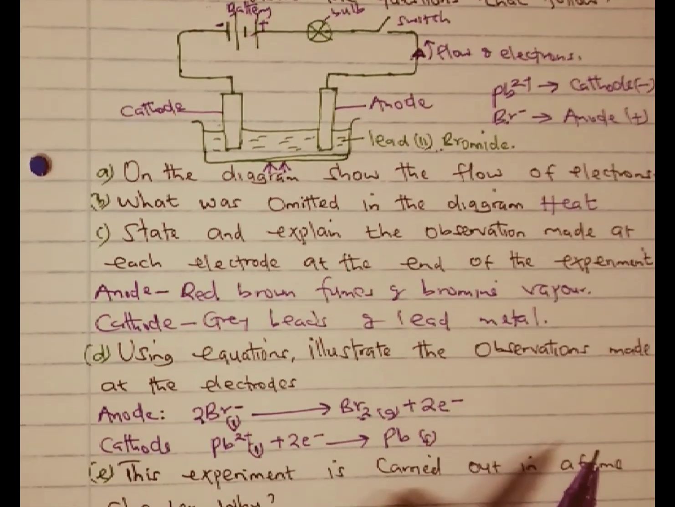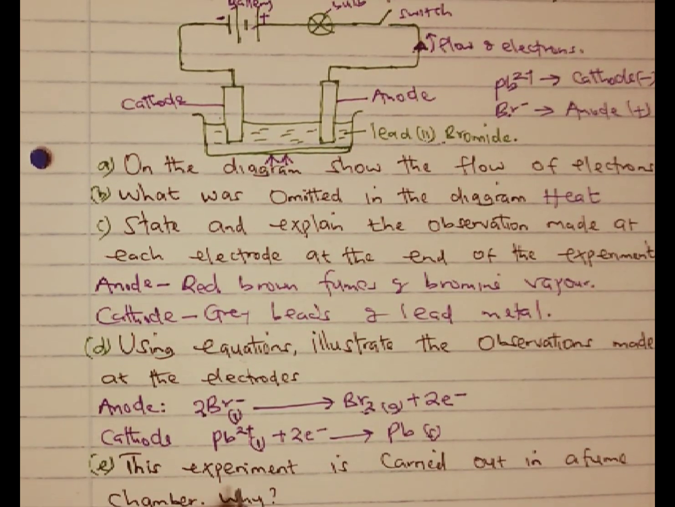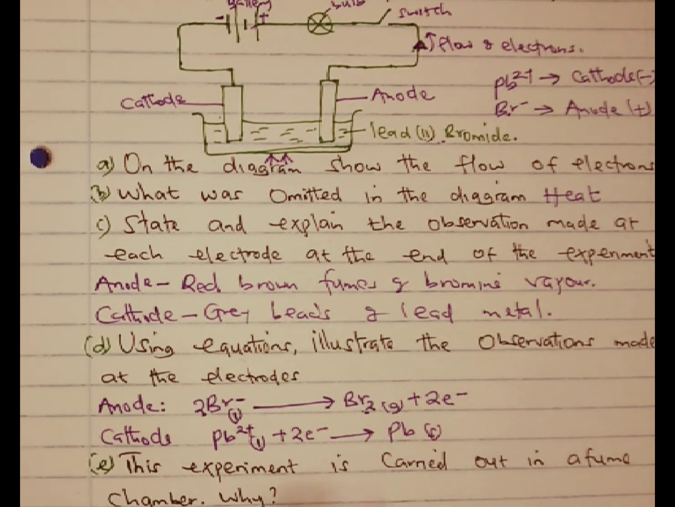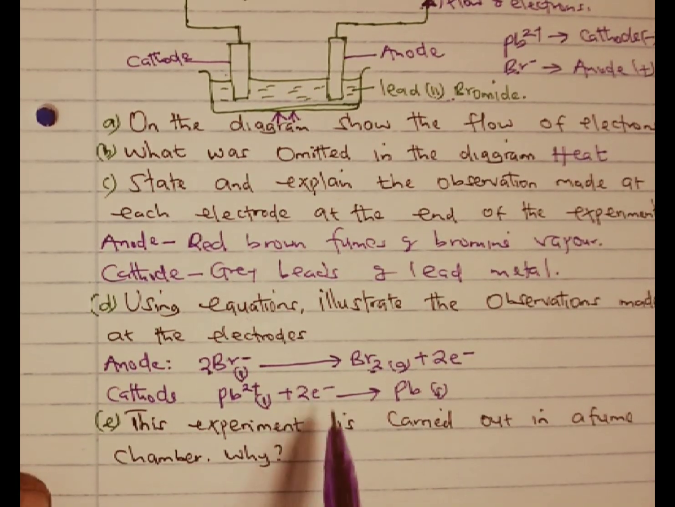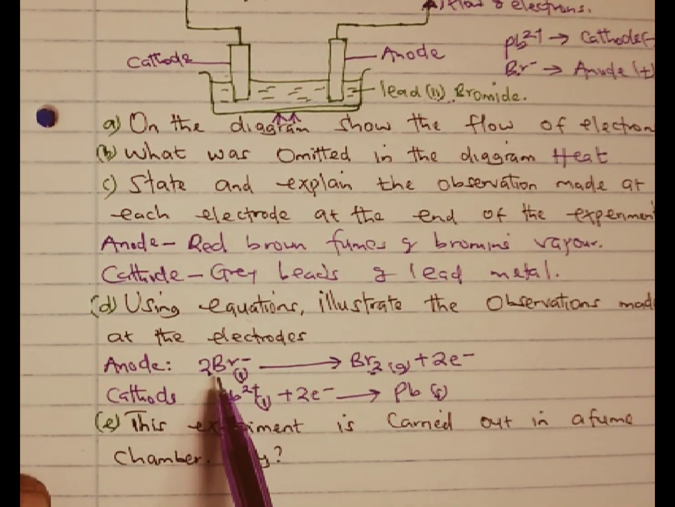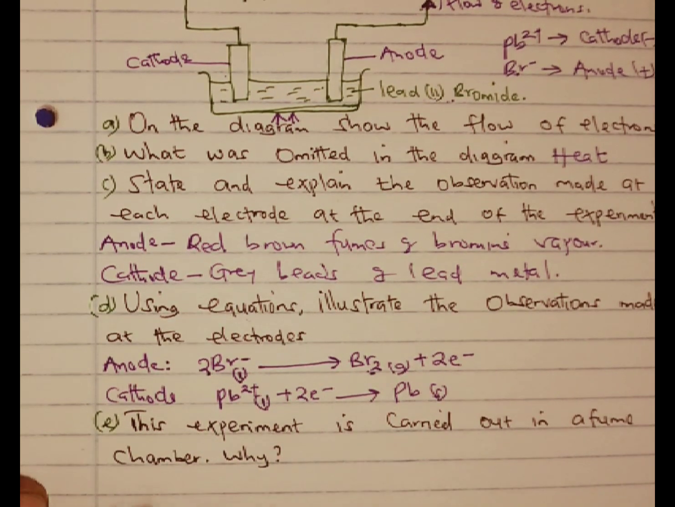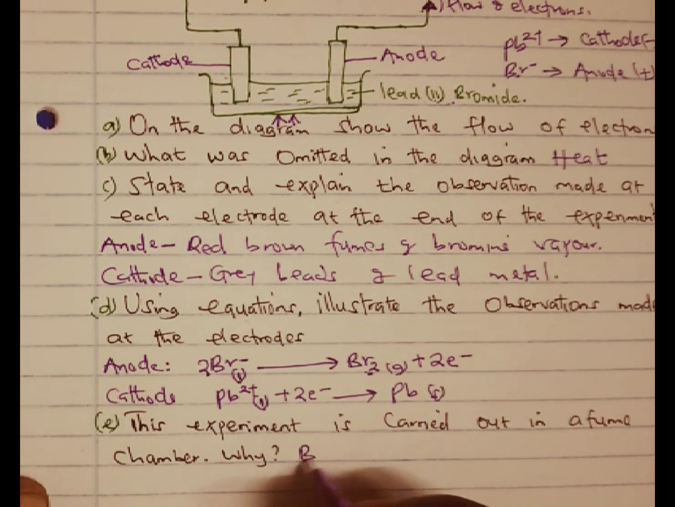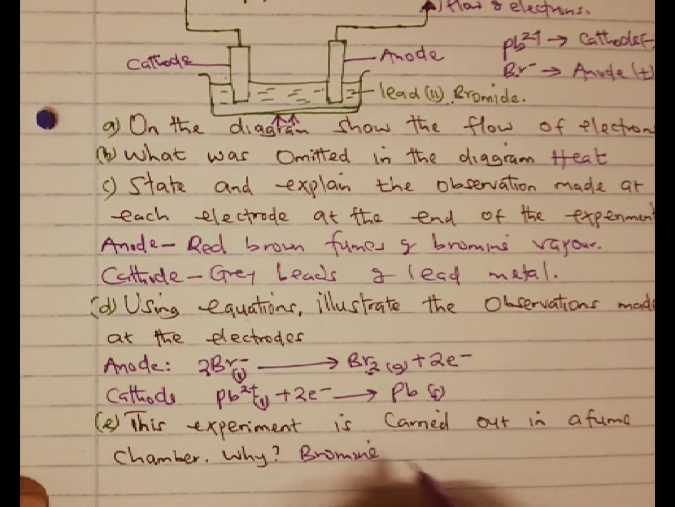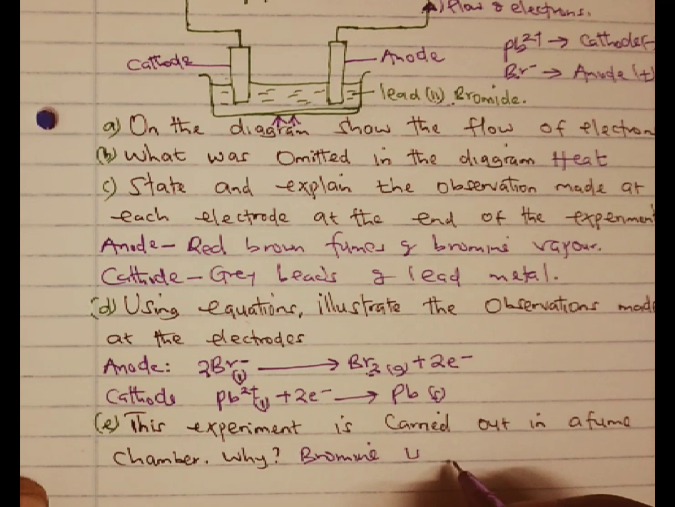The last part of this question. This experiment is carried out in a fume chamber. We are supposed to give a reason why. Remember, bromine gas is formed, which is poisonous, and therefore the reason why we need to do it in a fume chamber is because bromine is a poisonous gas.